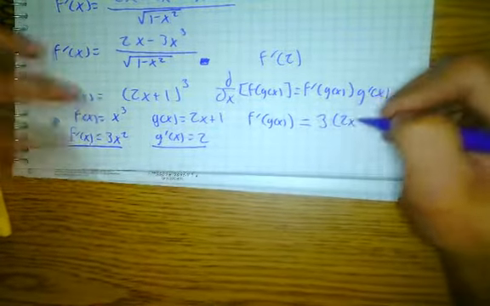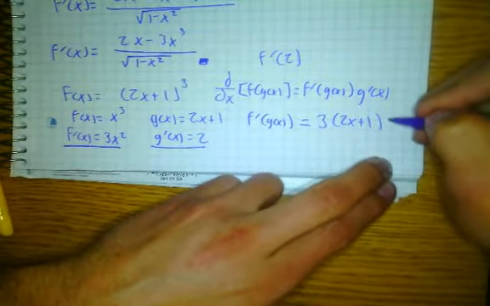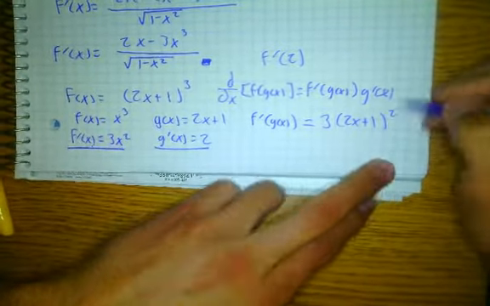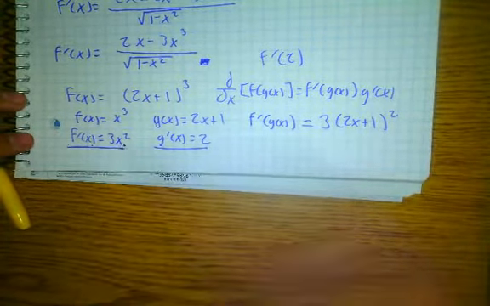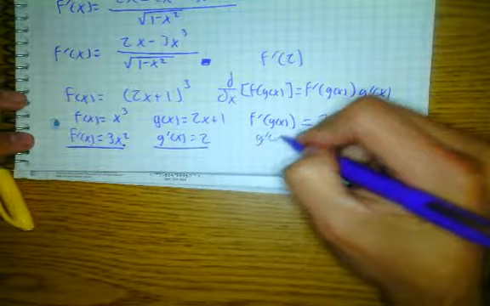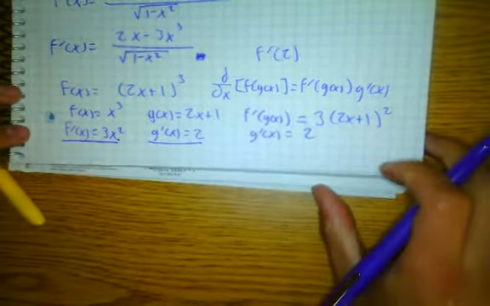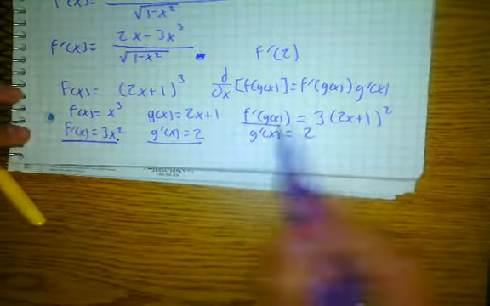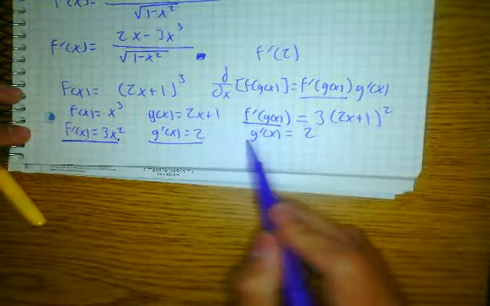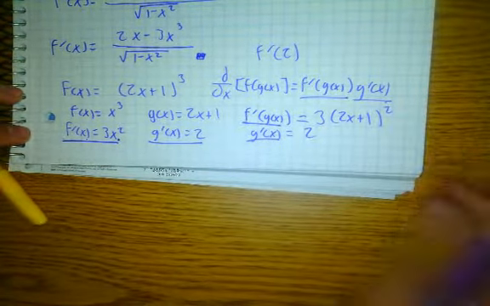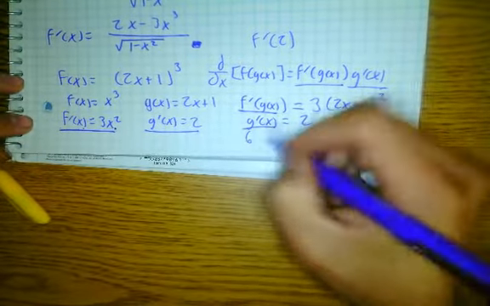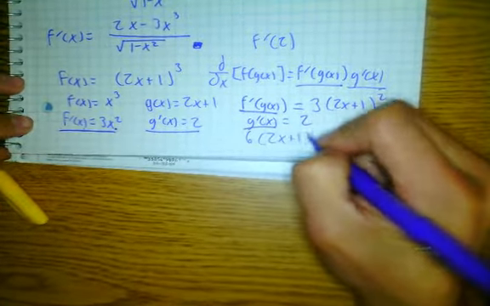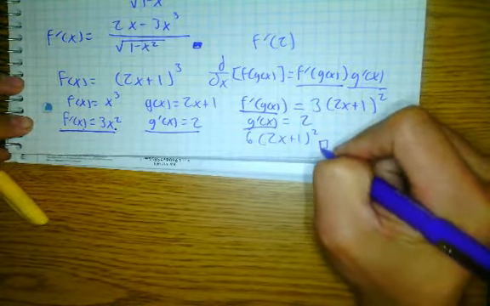3 times 2x plus 1 to the square, right? It's right here. And then we already have g prime of x, which is 2, right? Do you guys now see how this part would be this, and this part would be this, and now we can just put it together. Therefore, what's 2 times 3? 6 times 2x plus 1 squared.